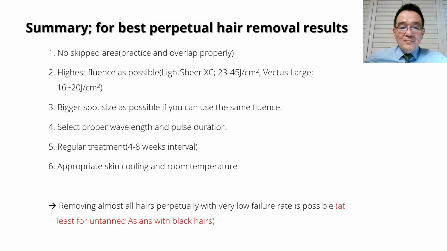This is my summary for best permanent hair removal results. No skipped area is the most important factor to get permanent hair removal results, and use the highest fluence possible and the biggest spot size possible if you can use the same fluence, and select proper wavelengths and pulse duration, and regular treatment is required. Appropriate skin cooling and room temperature is also important.